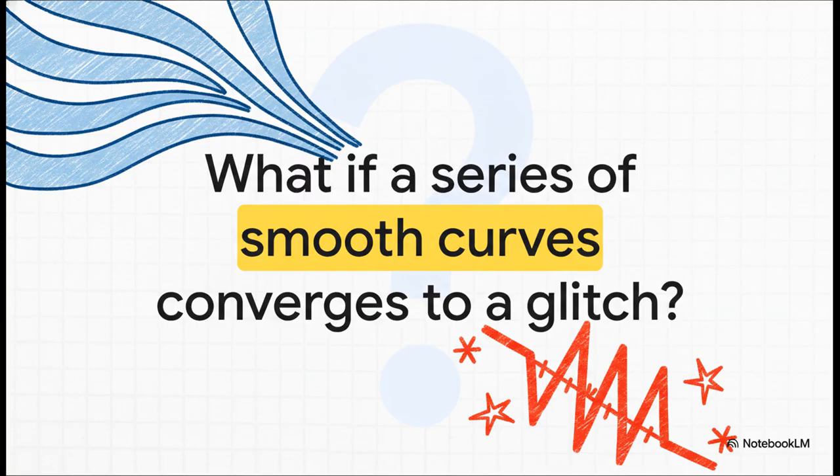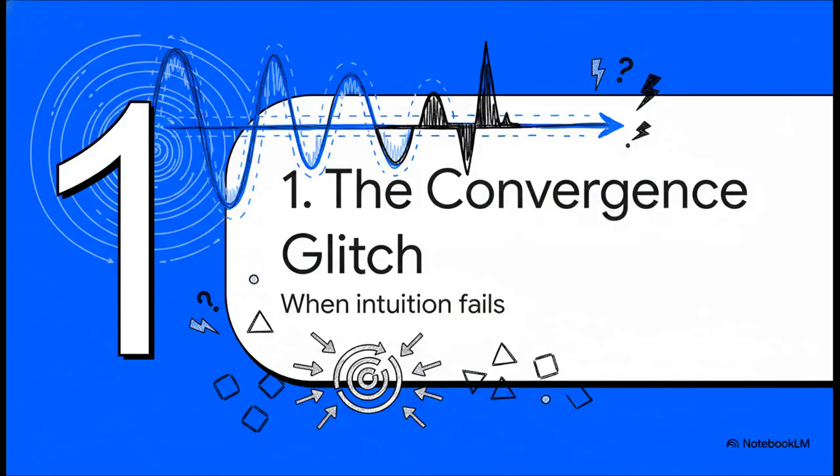What if you had a whole bunch of perfectly smooth, continuous curves, one after another, and somehow they all converged to a curve with a glitch? You know, a sharp corner, or a break, or a total discontinuity. It just feels like that shouldn't happen, right? Well, it can. And that brings us to our first stop, what I'm calling the convergence glitch.